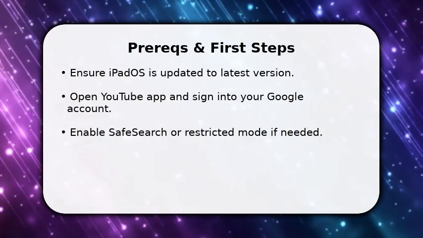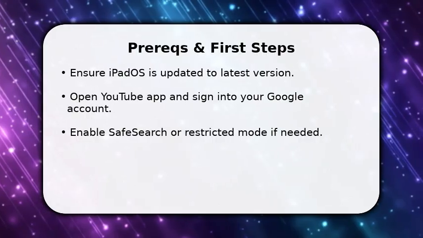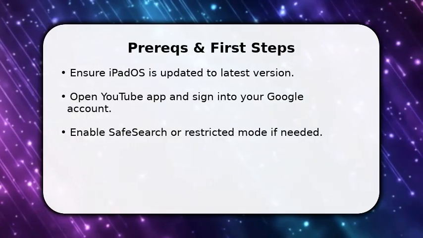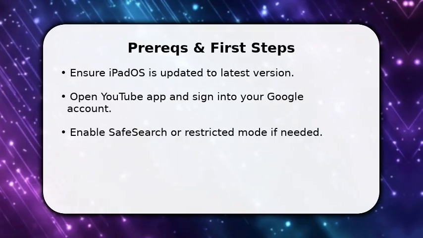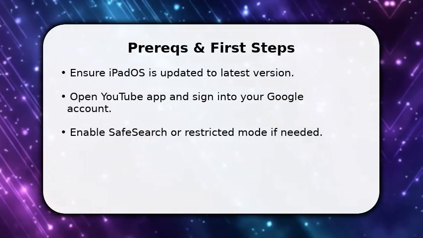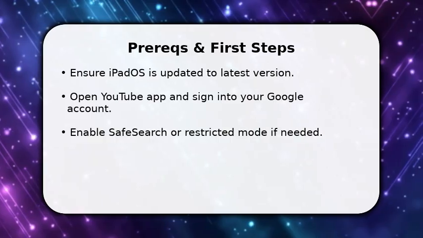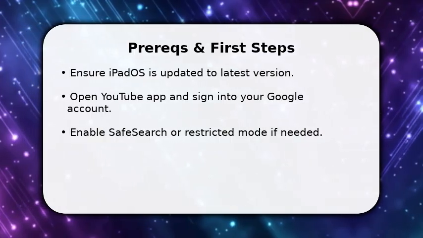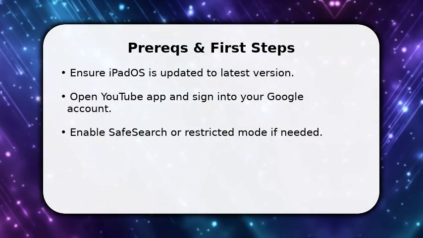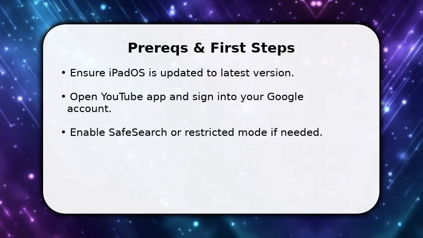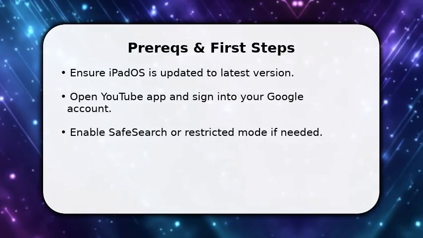You start by confirming the iPad is up to date and that you're signed into the YouTube app. This ensures compatibility and saves preferences. Once done, tap the search bar and type YouTube games or a specific game title to narrow results. Make sure to switch to the channel or playlist filter for curated game lists. That helps you avoid random clips.